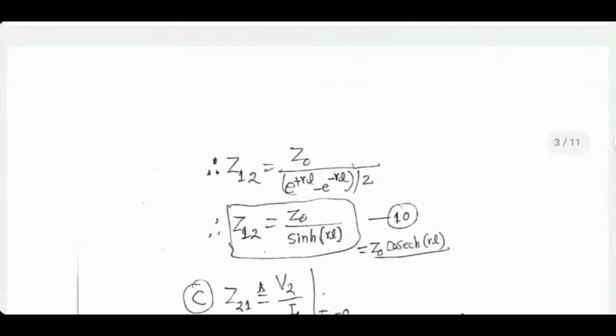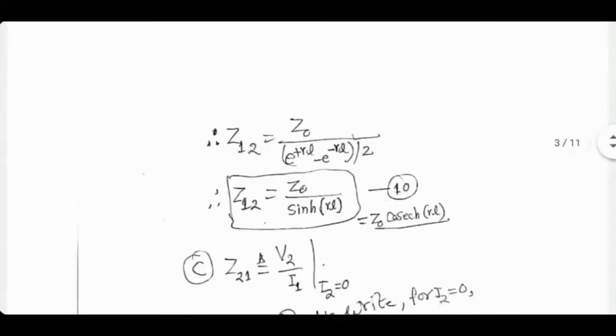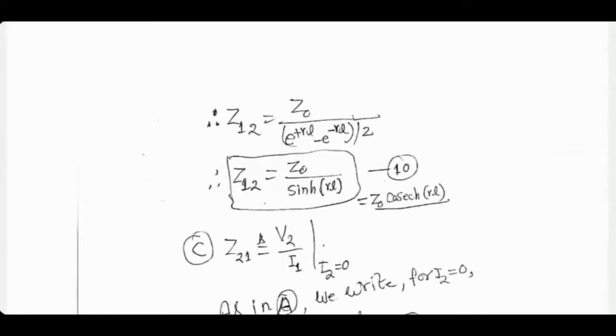You know the definition of sine hyperbolic gamma L. We can use that to put the result in a slightly more elegant form. It turns out to be Z12 equal to Z naught divided by sine hyperbolic gamma L. Now Z21.